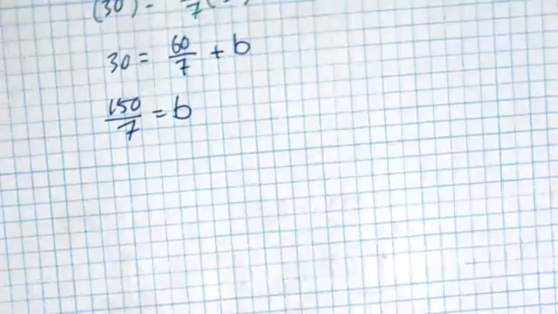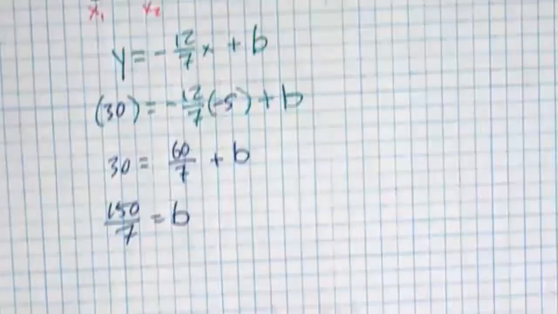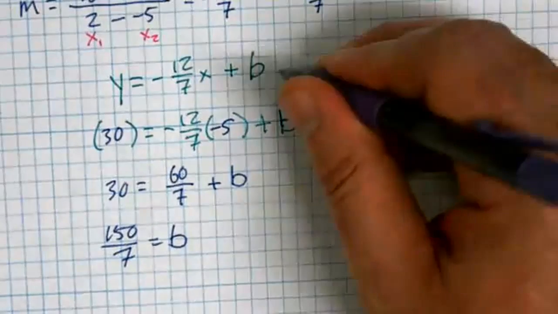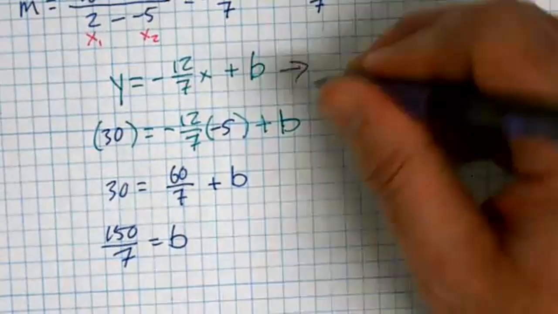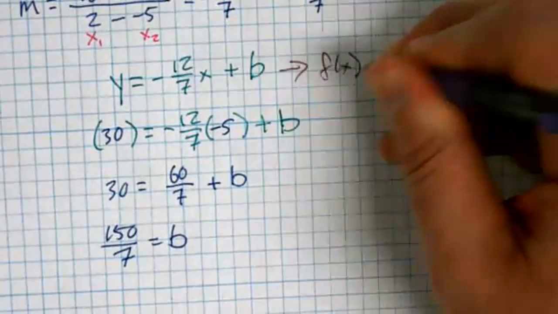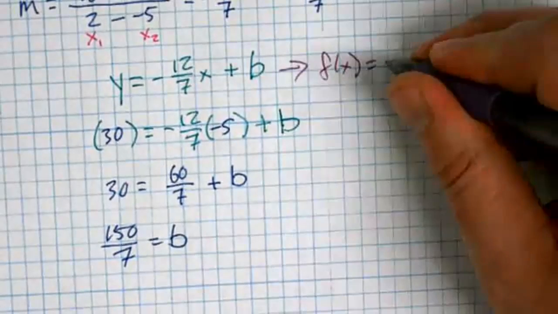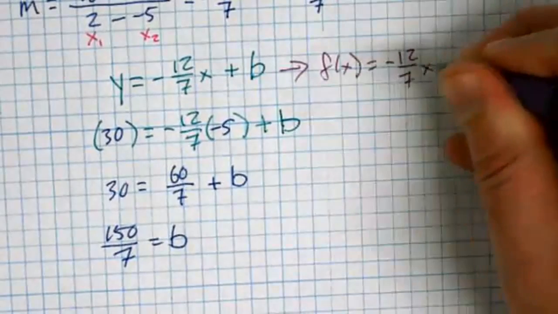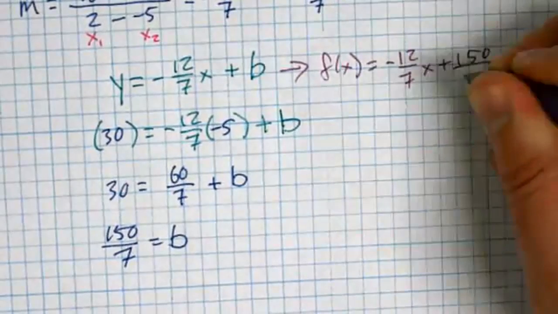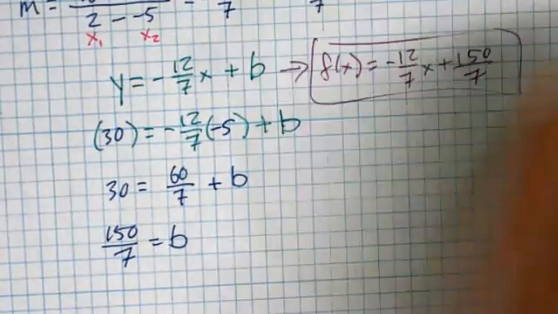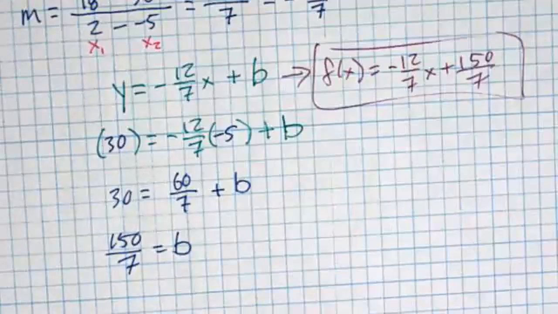So our final equation, and now that we know B, our final equation, we had almost all of it here, but let's write down a final equation. Alpha of x equals, instead of y equals, negative 12 over 7, x plus 150 over 7 for the win. All right.